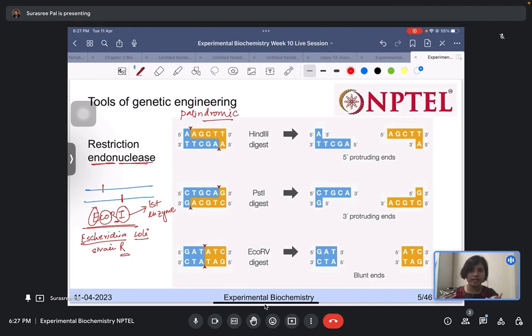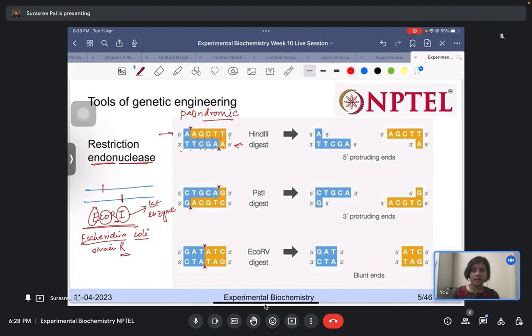So, which means when you read them from both ends, they will be the same sequence. So, from this 5' to 3' end, it is AAGCTT. Again, in the reverse direction, in the complementary strand, it is AAGCTT. Right? So, this is why it is called a palindromic sequence. Whichever side you read it from, it will be the same sequence. So these kinds of palindromic sequences are usually recognized by these restriction endonucleases.